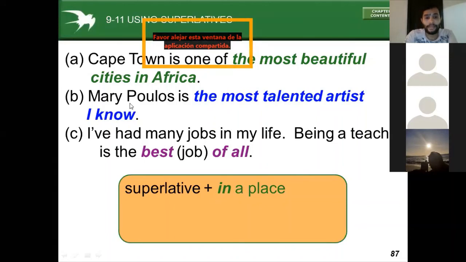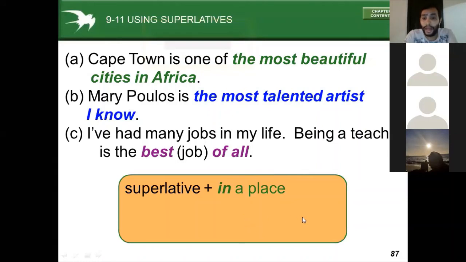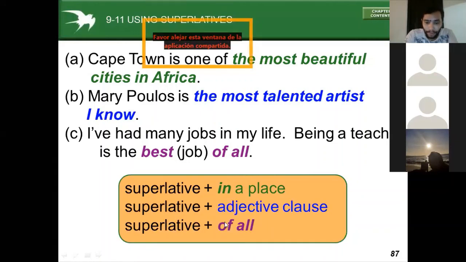Now, in the case of in, we only use it when we're speaking about a place. In the case of adjective clauses, we might have the second option. And in the case of all, Teacher, could you repeat? Yes, I will. Don't worry. The internet sucks. Don't worry, right?